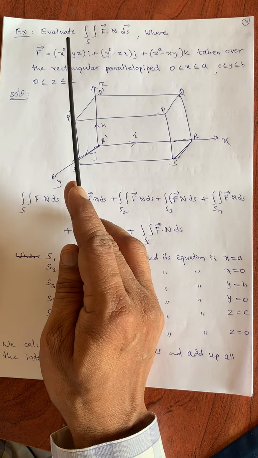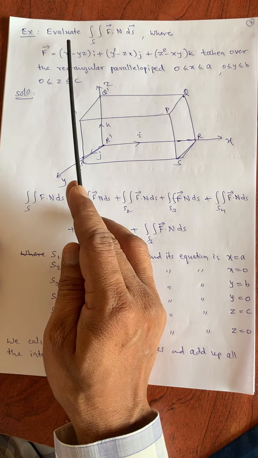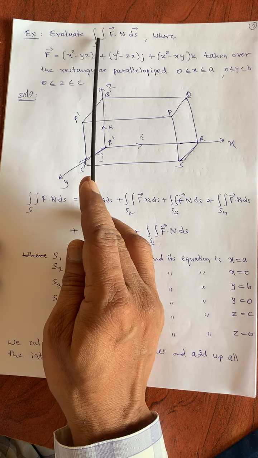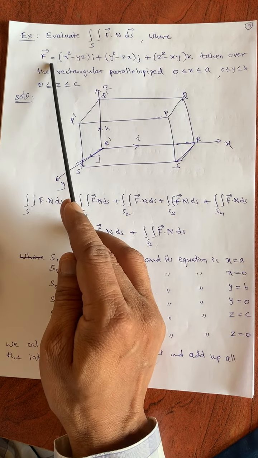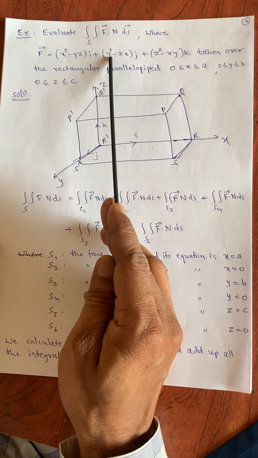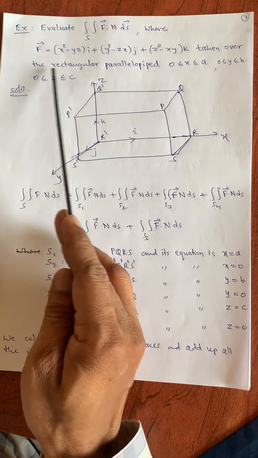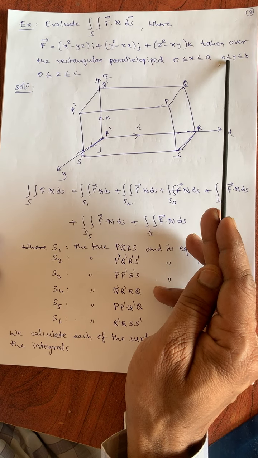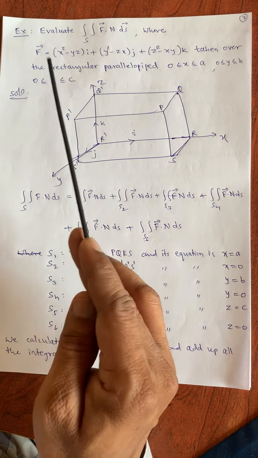In this video, I am teaching one problem on surface integral. Here the problem is: evaluate the surface integral of F dot n dS over S, where F is the vector given by (x² - yz) i + (y² - zx) j + (z² - xy) k, taken over the rectangular parallelepiped 0 ≤ x ≤ a, 0 ≤ y ≤ b, 0 ≤ z ≤ c.